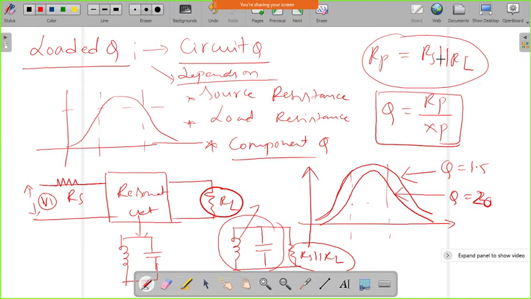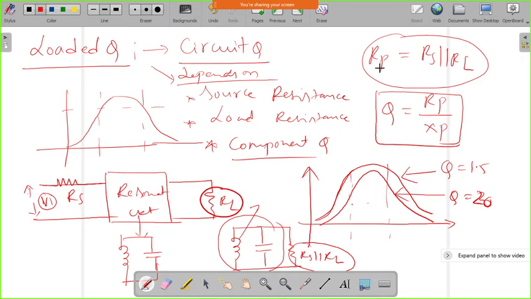Now if RS or RL increases, what will happen? The equivalent resistance in the equivalent circuit will reduce the energy loss, and it will narrow the frequency response curve. This will increase the selectivity of the resonant circuit, and it will result in a change in the loaded Q.